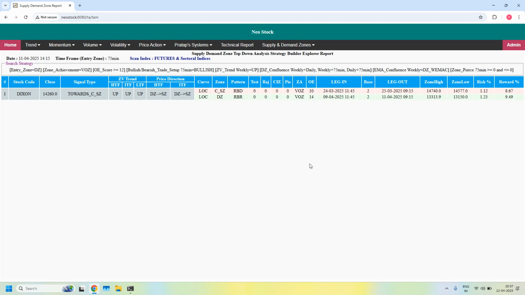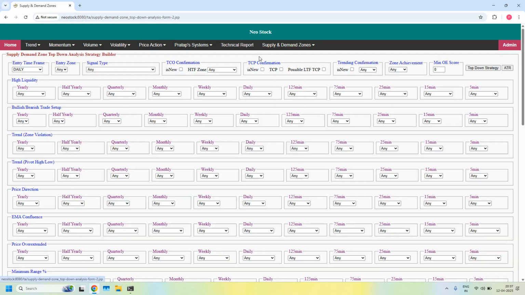Okay, next let us look into bearish trade setup for weekly income trade. For bearish trade setup, entry time frame 75 minutes and the entry zone should be supply zone. In bullish or bearish trade setup at entry time frame 75 minutes, I am selecting bearish. Zone achievement should be violated opposing zone. Minimum odd enhancer score should be 12. And this 75 minute supply zone should not be pierced.